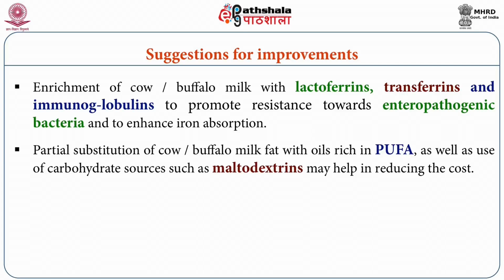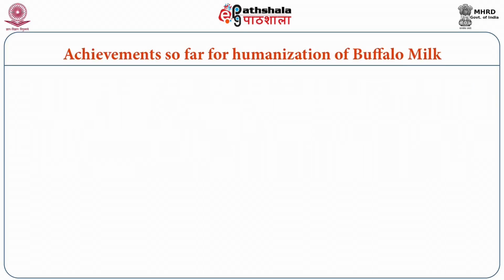Till now we have discussed striking features of human milk compared to cow milk and buffalo milk, and suggestions to improve composition of cow milk or buffalo milk in such a way that they are suitable for infant milk consumption. Now let us discuss achievements so far for humanization of buffalo milk. Through technical means, scientists are able to modify buffalo milk in terms of its composition to simulate human milk.